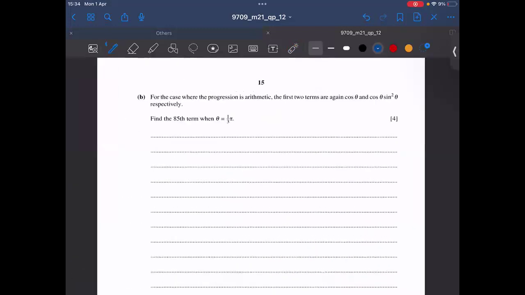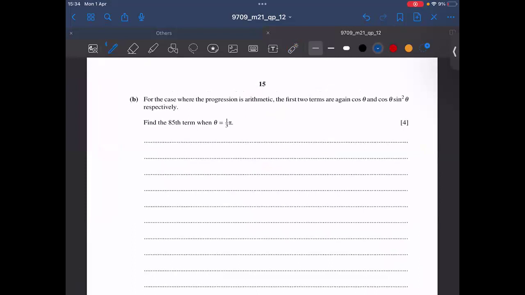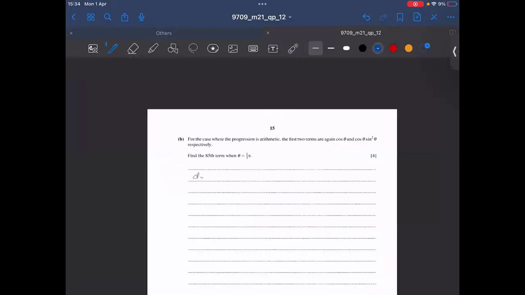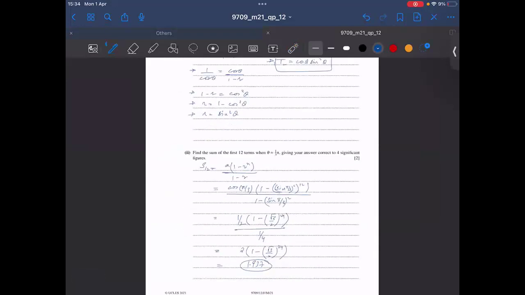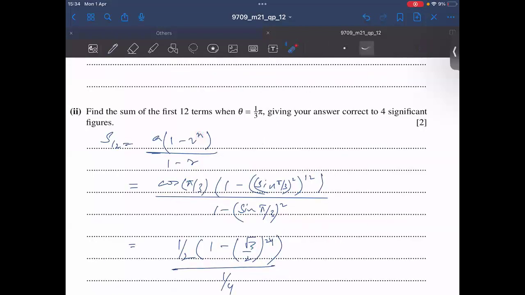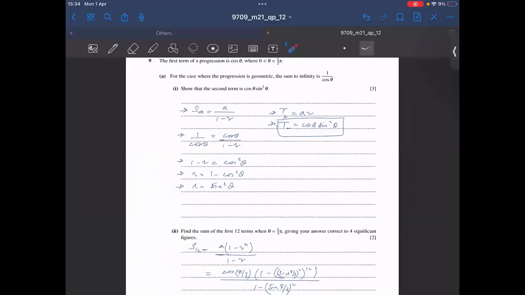For the case where the progression is arithmetic, the first two terms are again cos theta, sin square theta respectively. Sir, I have a question from the previous part. The power of r we took is 12, why won't we take 11? No, this is not n minus 1, this is n. If we were finding a term directly, then we would do n minus 1.